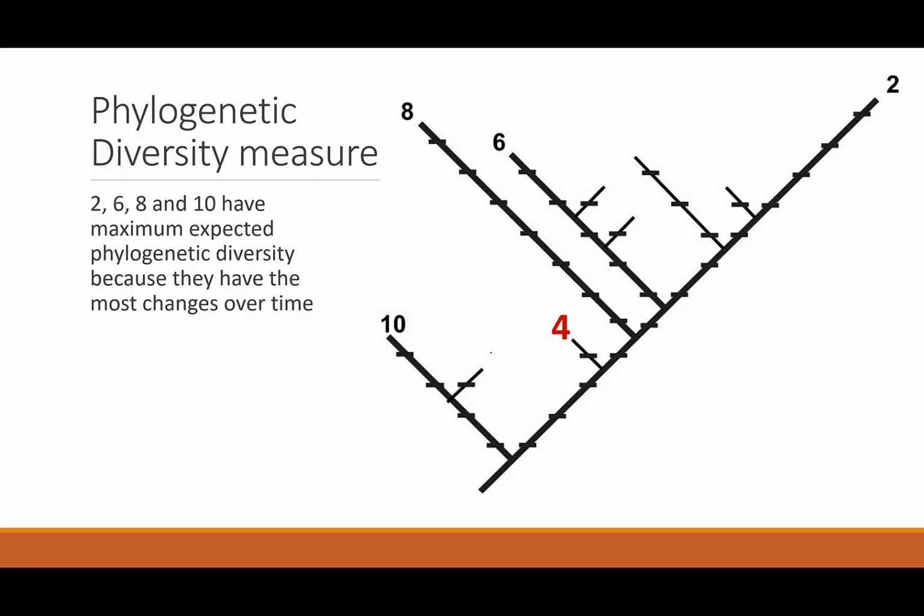2, 6, 8, and 10, which are the species highlighted here, had the maximum expected phylogenetic diversity in this tree because they have the most evolutionary changes over time. They have the longest branches. And those branches, the branch lengths, are really important. They have the longest branches. In other words, the most feature diversity.